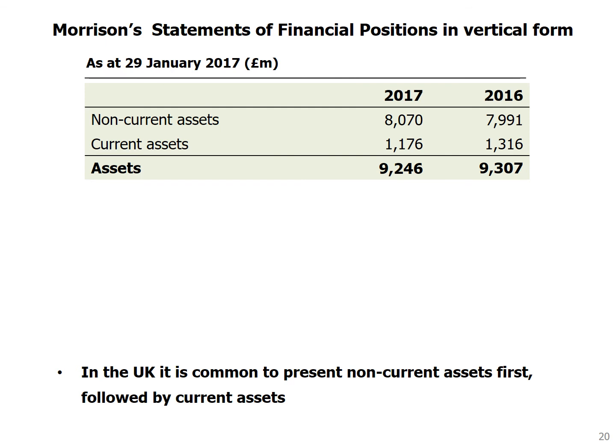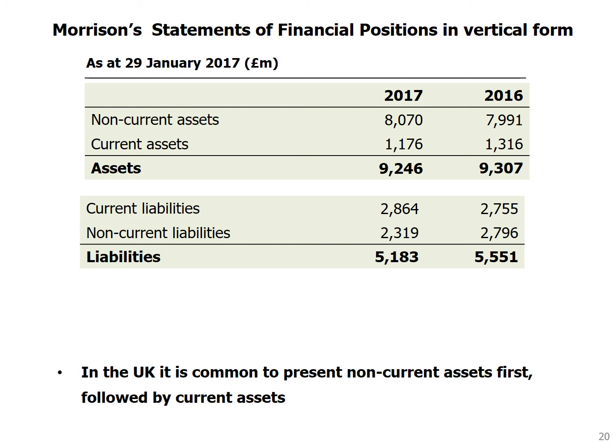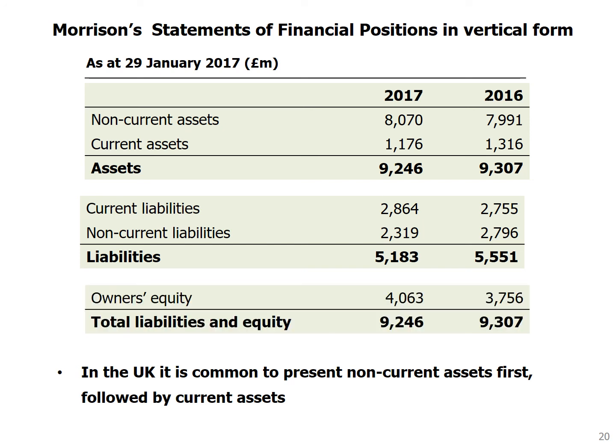So we start off with non-current assets. In 2017, non-current assets of £8,070,000,000, current assets of £1,176,000,000, total assets of £9,246,000,000, and this is funded with current liabilities of £2,864,000,000, non-current liabilities, in fact smaller than current liabilities, of £2,390,000,000, total liabilities £5,183,000,000, and the difference is owner's equity of £4,063,000,000, total liabilities and equity balancing of £9,246,000,000.